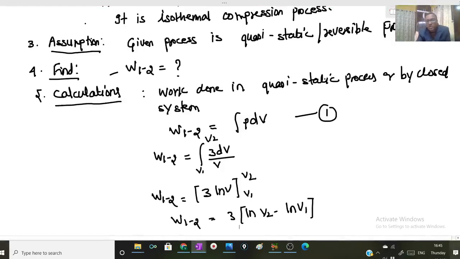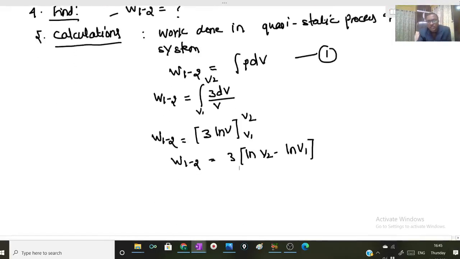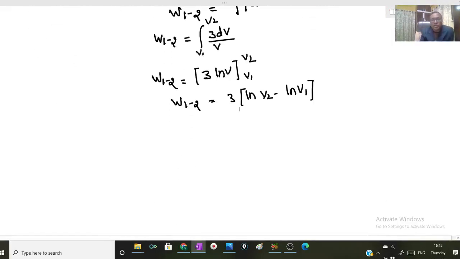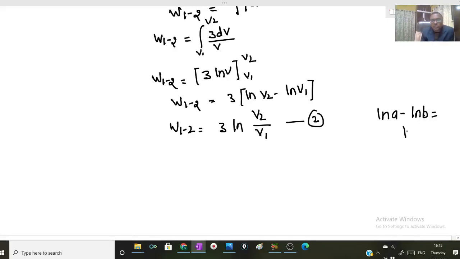And from the law of logarithms, log V2 minus log V1 can also be represented as log V2 by V1. Let's say this is equation number 2. Okay, so this is the law actually: log A minus log B can also be written as log A by B.